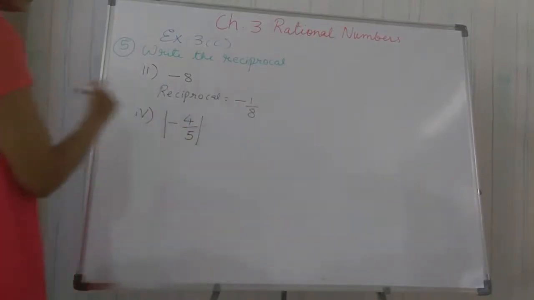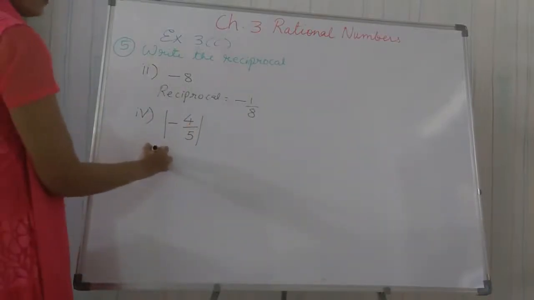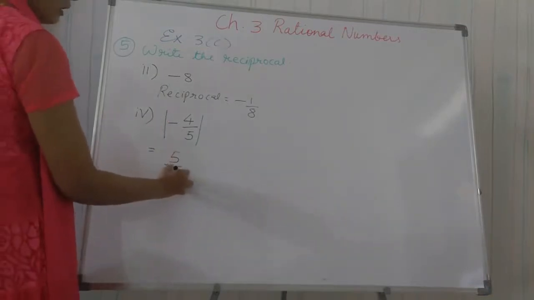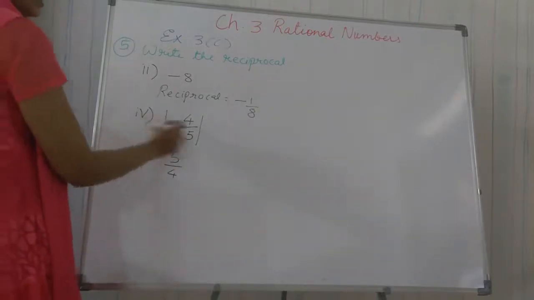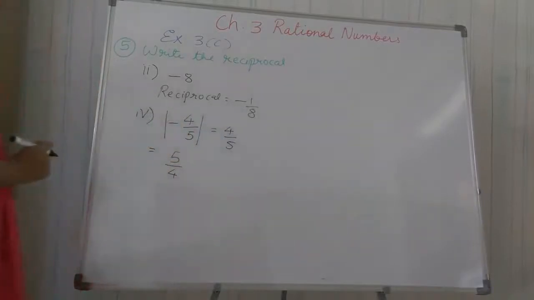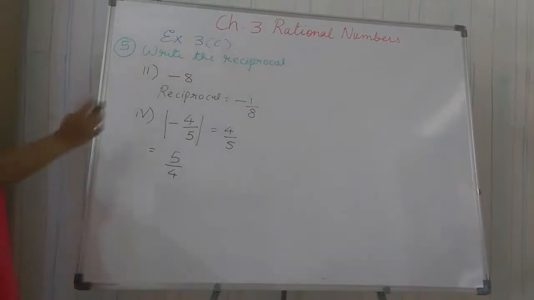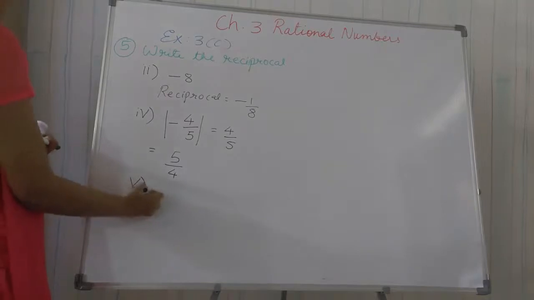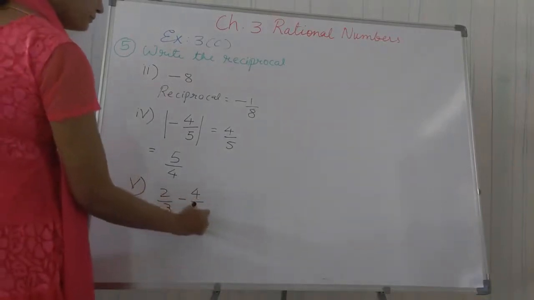This sign is called the absolute value sign, so we do not take the negative sign, only 5 by 4. What is the meaning of absolute value? We do not take it as negative. It is actually a positive value, and its reciprocal will also be positive. Next we write here number 5, that is 2 by 3 minus 4 by 5.